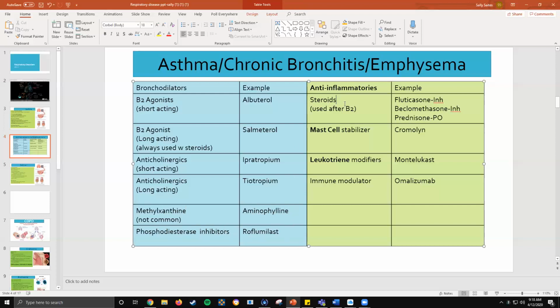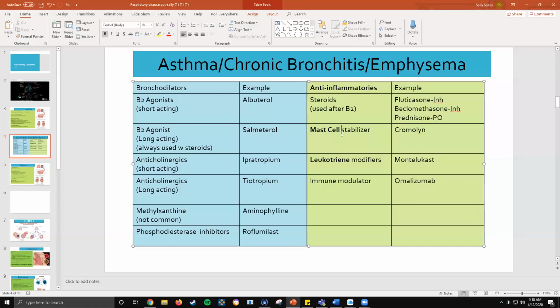In our steroids, or anti-inflammatory, our steroids are widely used. So you'll see fluticasone, beclomethasone, and these are both inhaled. And remember, we use them after the B2s. And then we can also use prednisone PO for serious exacerbated effects.